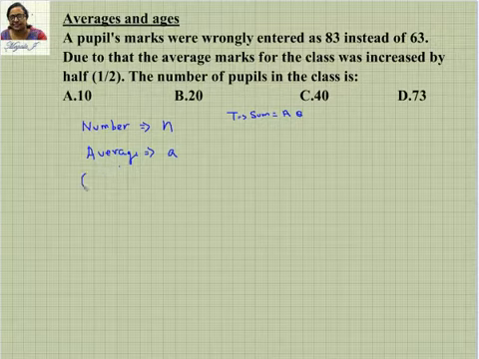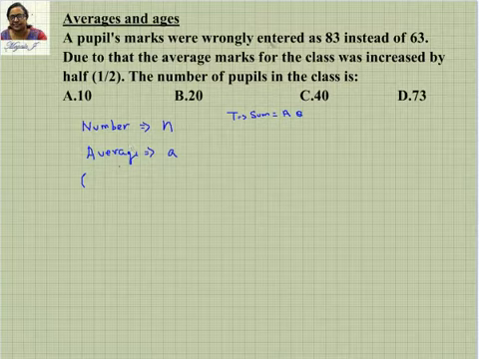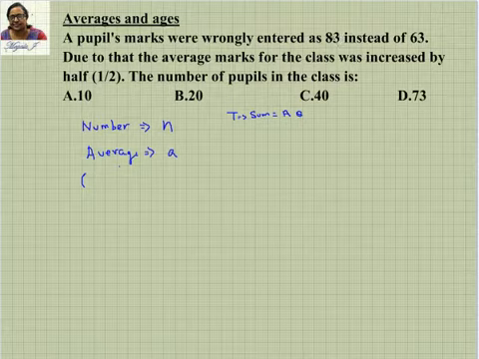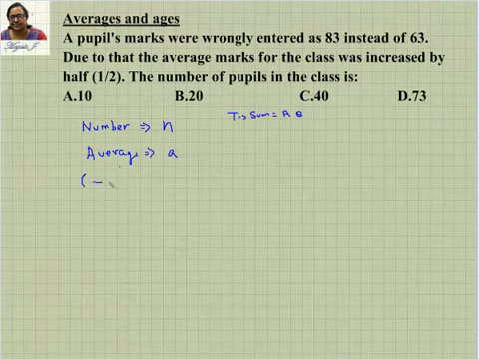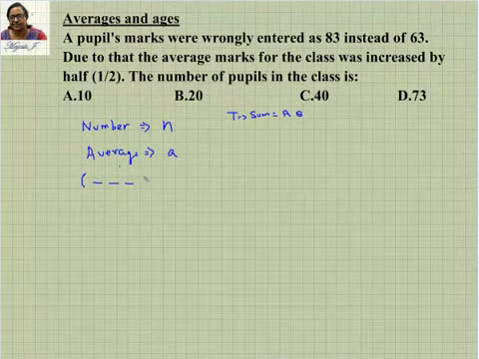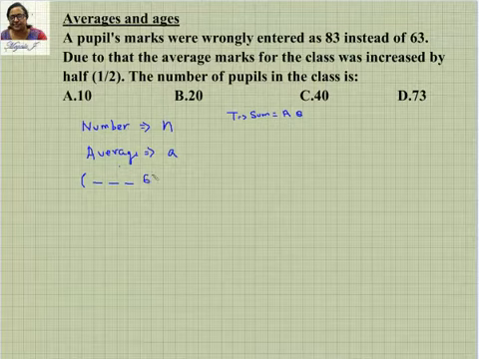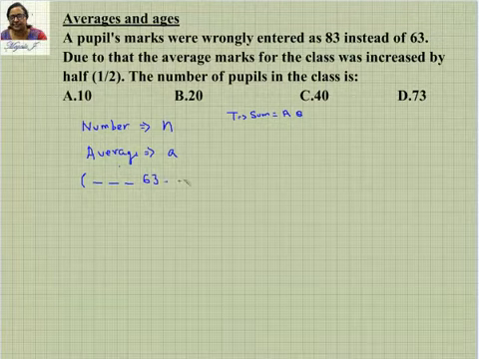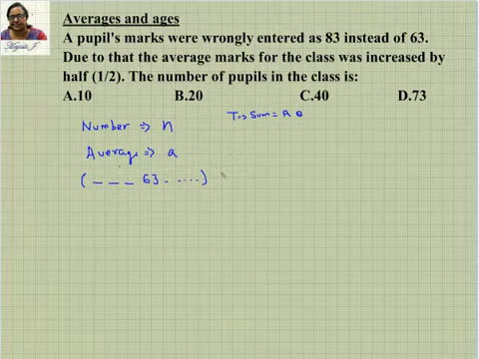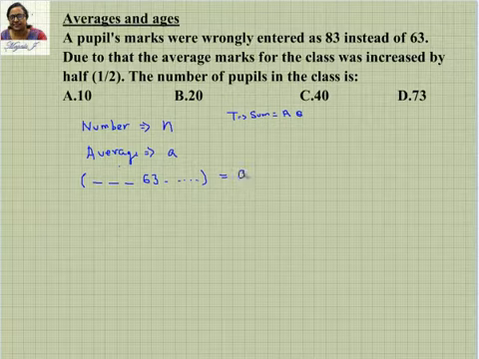So what's the total here? Let us write this. We don't know how many quantities there are, but there are some quantities which are added. And given that one of the values is entered as 83 instead of 63, we are not worried about the other values. There is one value which is supposed to be 63, the actual value, and you have many more in this. When you add all this, it is going to be the total sum. And as for the problem, the total sum is equal to average into quantity, A n.